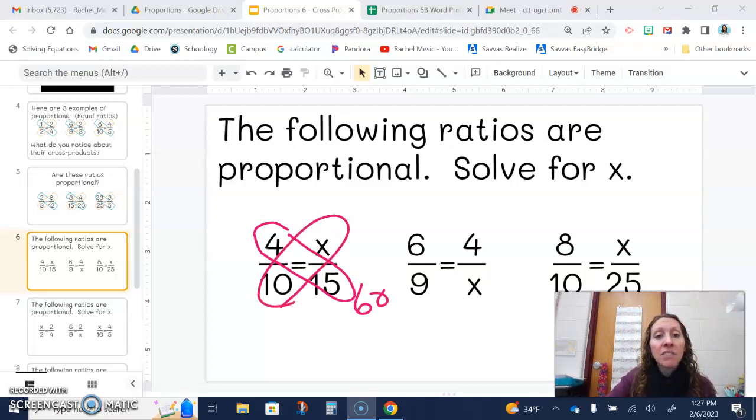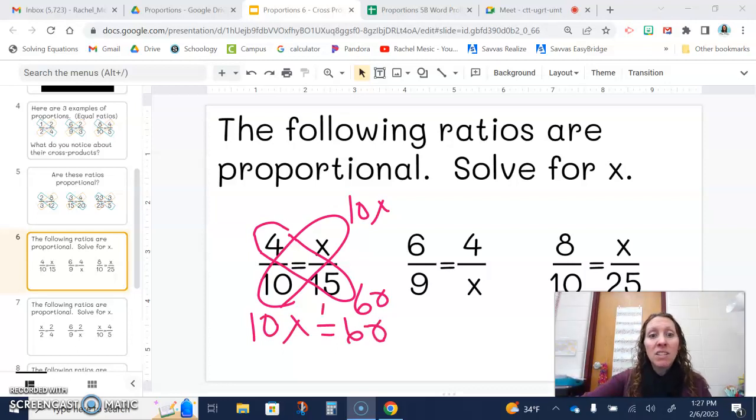10 times x is 10x. So that means 10 times some number has to be equal to 60. Ooh, this is like solving one-step equations, so you might be able to figure out the answer in your head. Or because that shows multiplication, the inverse is division, and you can divide both sides by 10. So x is equal to 6.